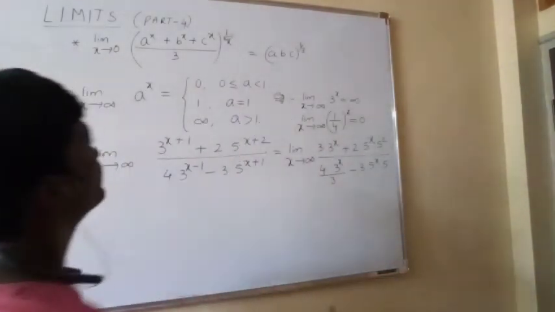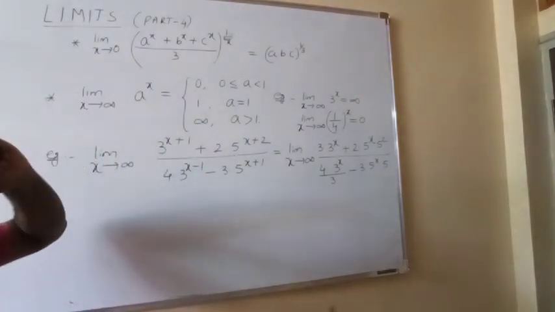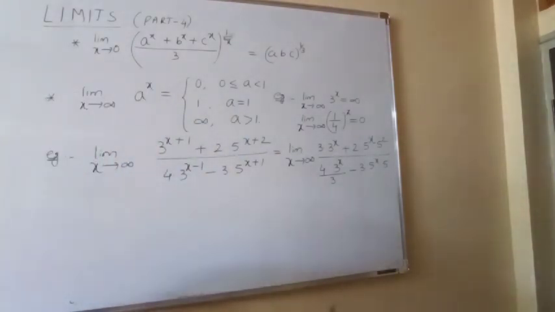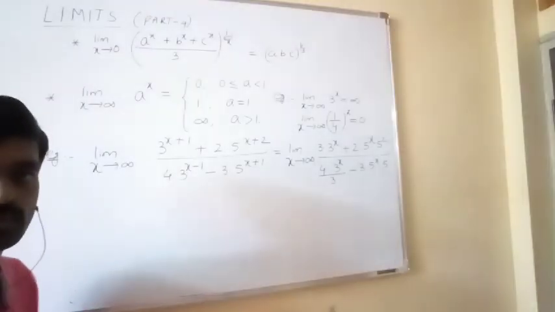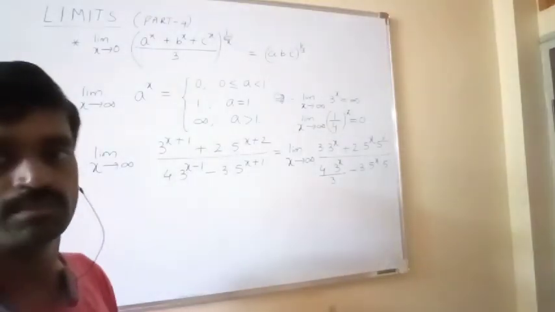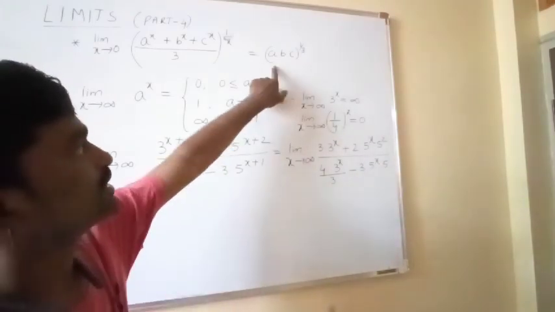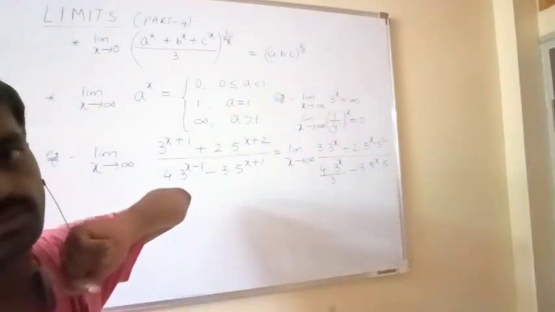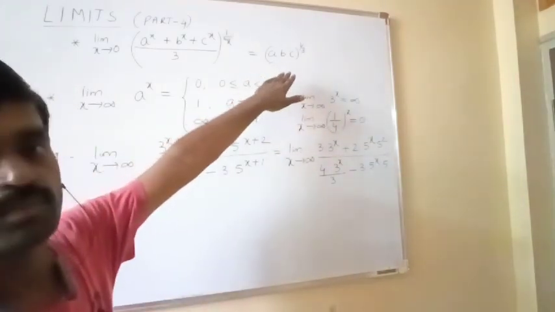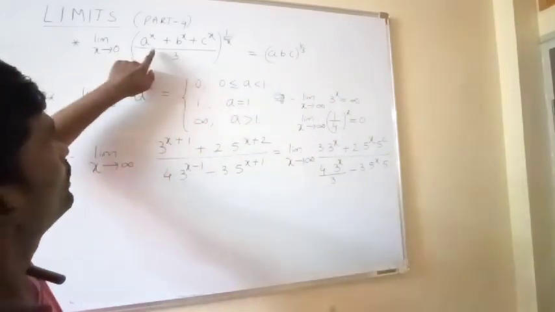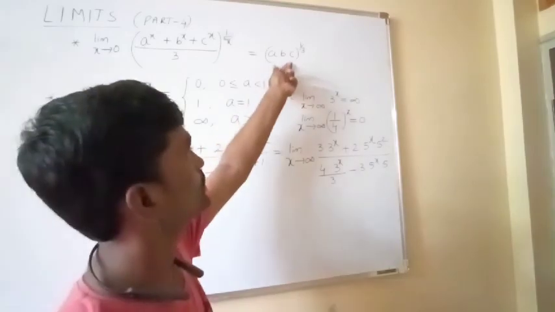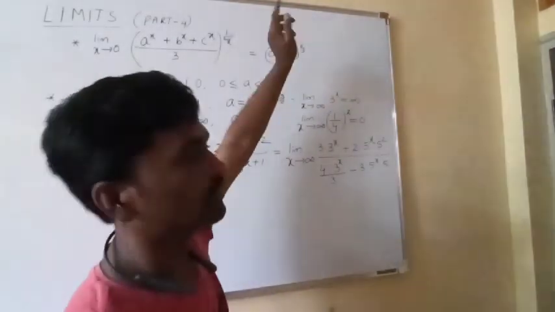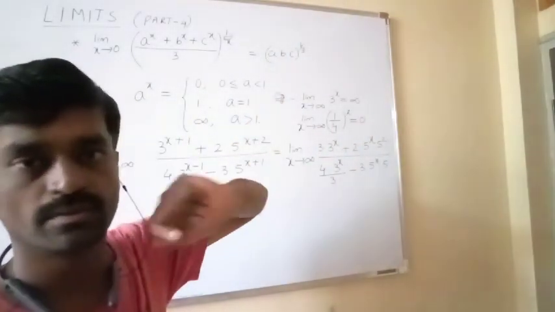I forgot to give this formula in the last session. If you apply the limit directly, you will get the 1 power infinity form. So how do we eliminate a 1 power infinity form? If you apply that method, you will get the answer (ABC) whole power 1 by 3. You can remember this easily. Here A, B, C, how many constants are there? 3 constants. Multiply all those constants, whole power 1 upon the number of constants, which is 3. So 1 by 3.